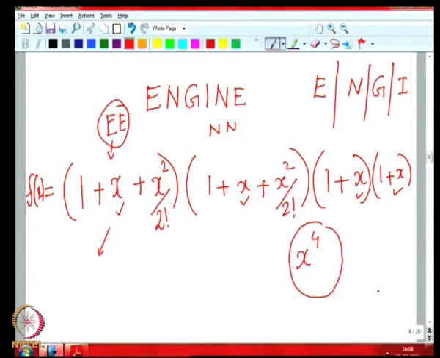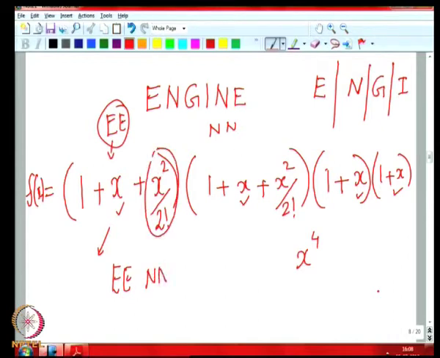So, all possibilities of making x raised to 4 will correspond to how you select the letters from this thing. Now we also have to incorporate the fact that we have to permute them, right. So that is what we are looking for. For instance, let us look at one selection. 2 E's are selected, that means this term comes from here, and 2 N's are selected, that means this term comes here, and here it is 0 I and 0 G from here, 2 E's and 2 N's.